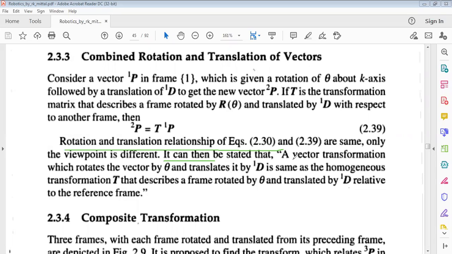So it can be stated that a vector transformation which rotates the vector by theta and translates it by d is the same as the homogeneous transformation T that describes a frame rotated by theta and translated by d relative to the reference frame. So that is the main point you have to remember in this topic. Okay.